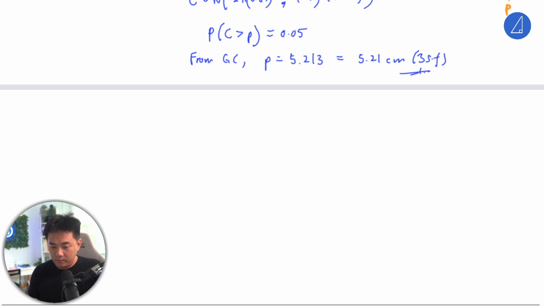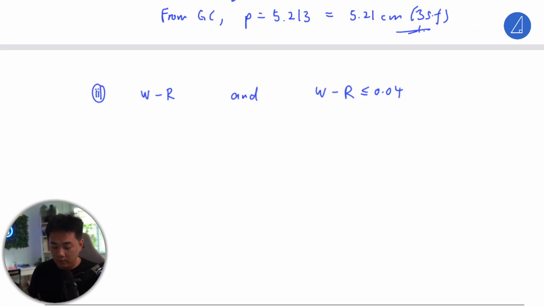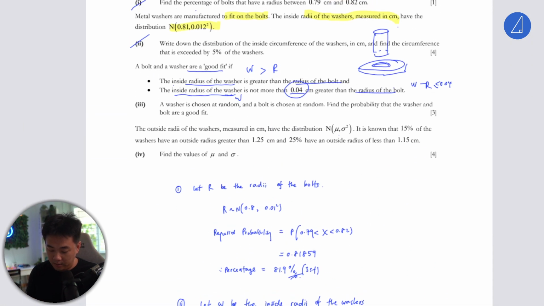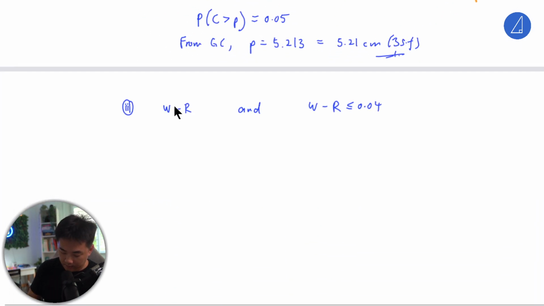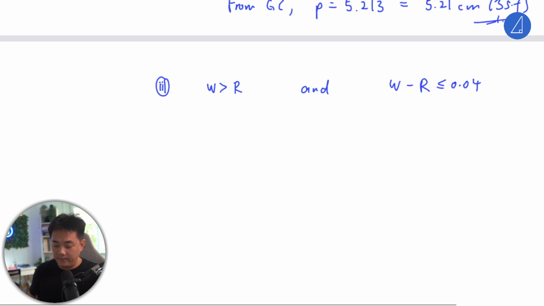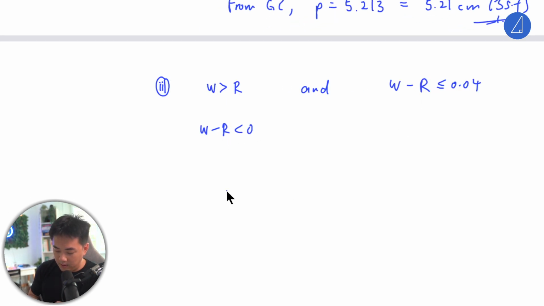Part 3, write it down here. What we need to do now is W minus R, where W is bigger than R. So just combine them: you have W minus R bigger than 0. Hence, the required probability is the probability that the washer and the boat is a good fit. You need to satisfy both, right?